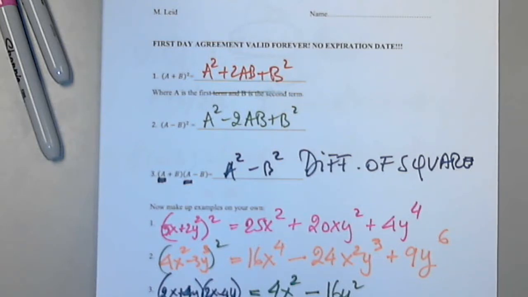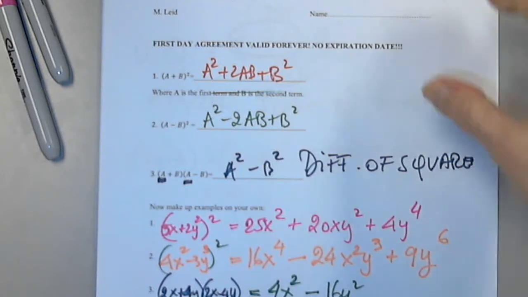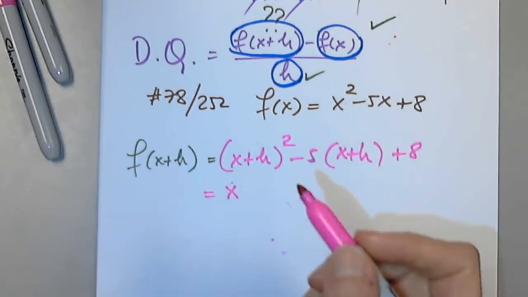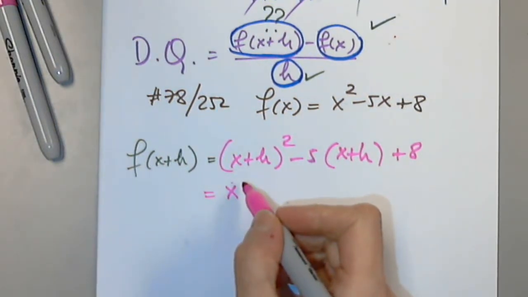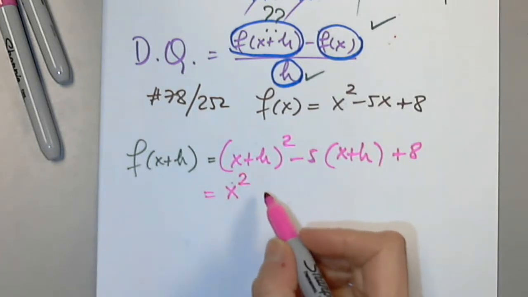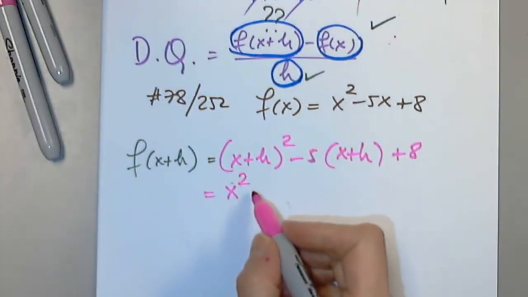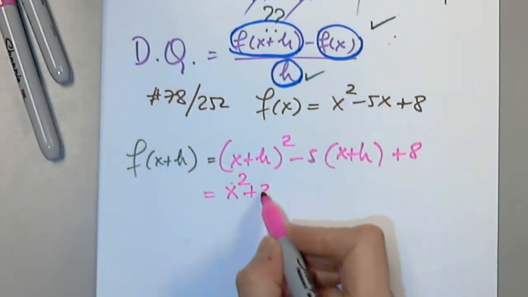Difference of squares. x squared minus h squared. I see no reason why it would be that. x squared plus xh. x squared plus 2xh plus h squared.